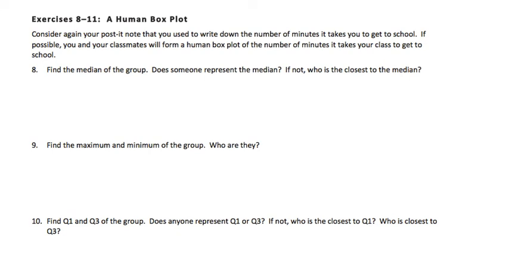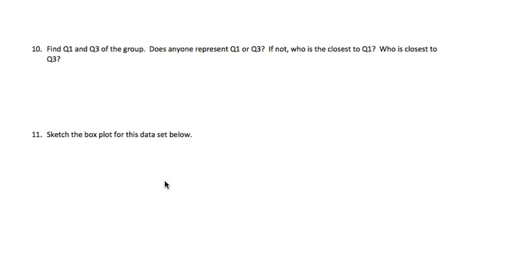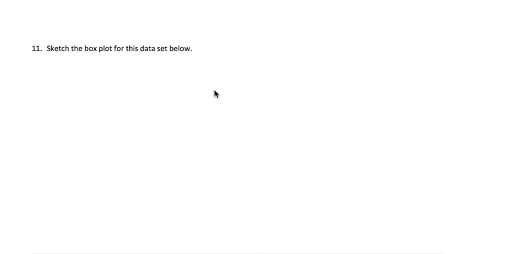In exercises 8 through 11, you could then gather the data from your class to form a human box plot of the number of minutes it takes your class to get to school. You'll find the median, you'll find the maximum and the minimum, Q1 and Q3, and then sketch the box plot for that data set.